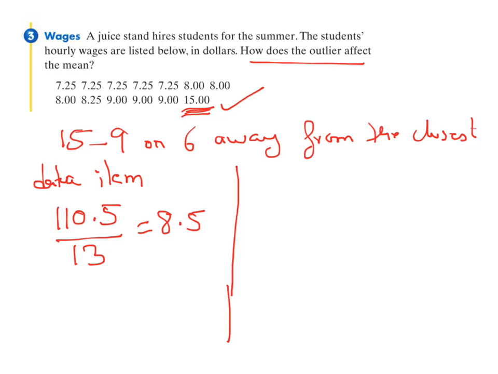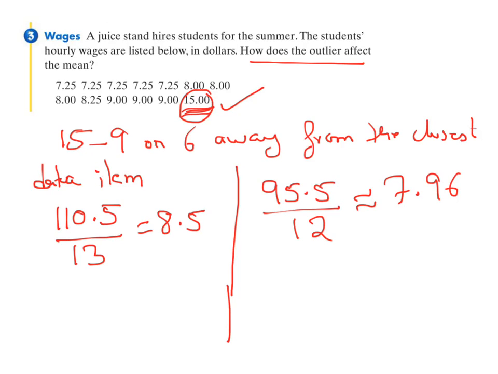Now, let us remove the outlier and then add the data items. Without 15, if you add all the data items, the sum is going to be 95.5. And how many data items are there now without 15? There are 12. So the mean of this is approximately 7.96.